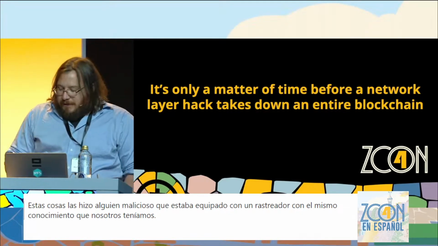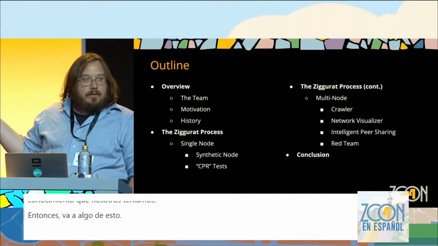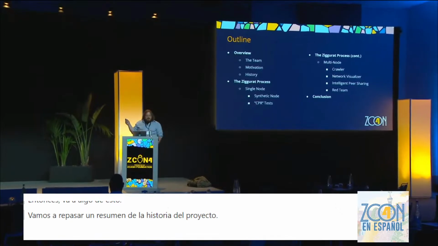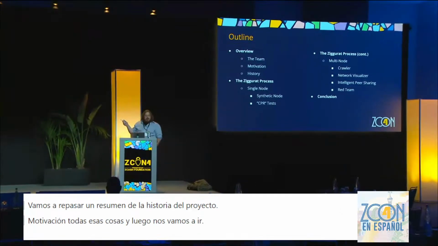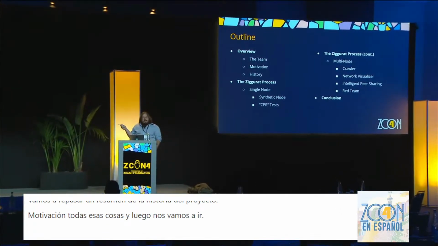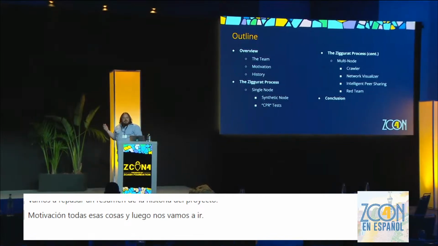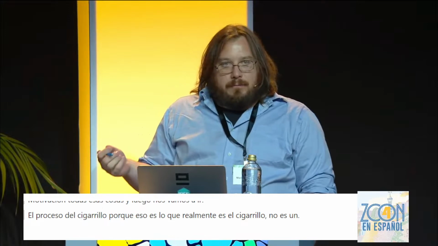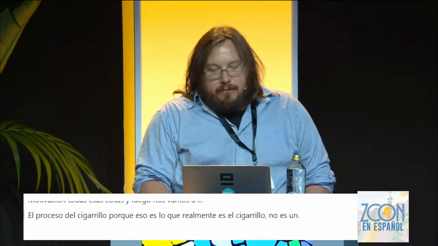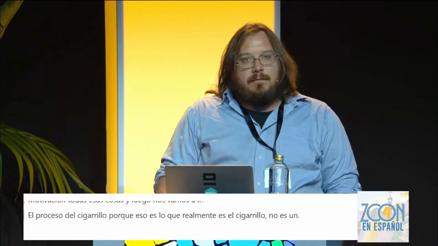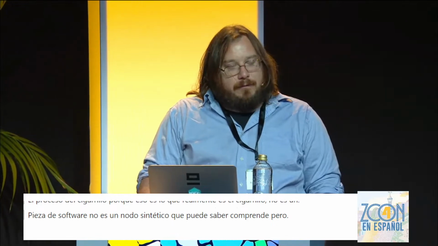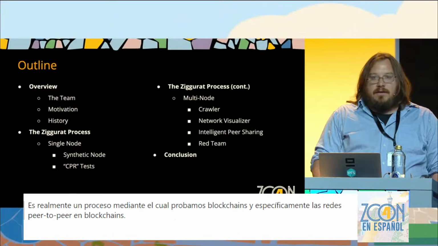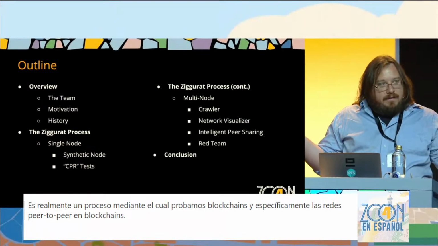So let's go into some of this. We're going to go through an overview of the history of the project, motivation, all those things, and then we're going to go right into the Ziggurat process, because that's what Ziggurat really is. It's not a piece of software. It's not a synthetic node, which it comprises, but it's really a process by which we test blockchains, and specifically the peer-to-peer networks in the blockchains, both single node testing and multi-node network-wide testing.